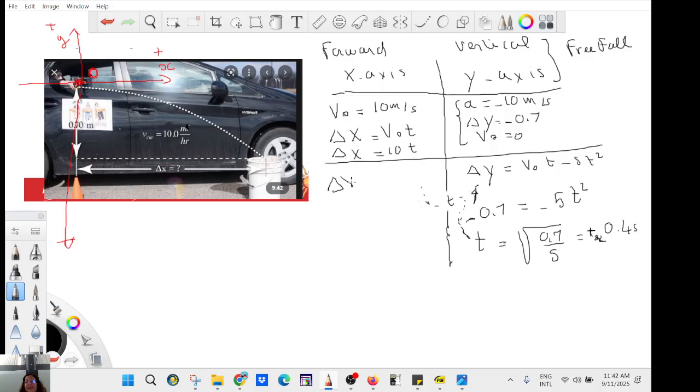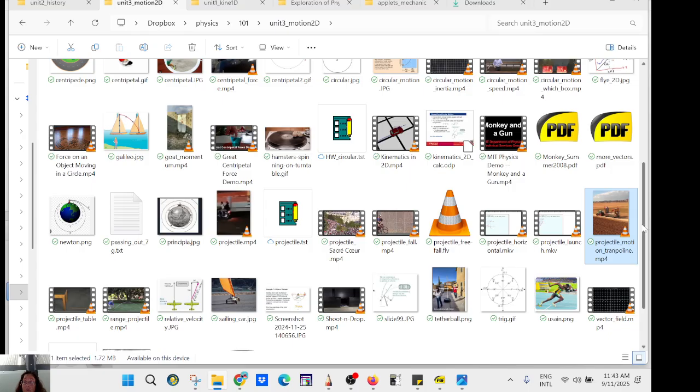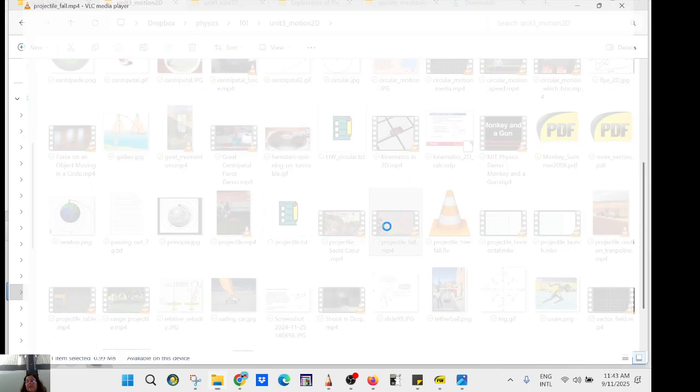So delta x equals 10 times 0.4. So delta x will be 4. Okay, so time is the only thing that can cross here. The time will be the same for both, obviously, but the equations will be totally independent. Exactly. Now you can do that. You can do this.